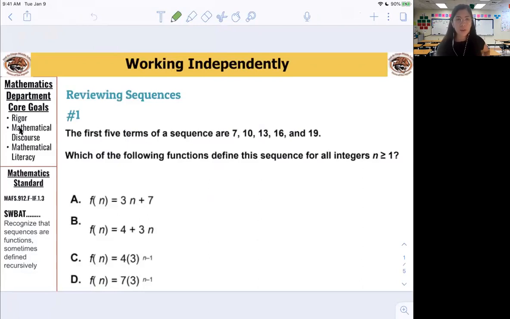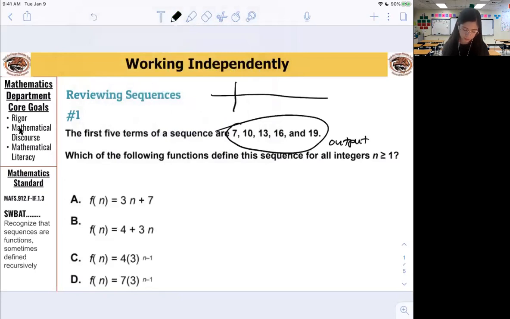Number 1, the first 5 terms of a sequence are 7, 10, 13, 16, and 19. Which of the following functions define the sequence for all integers n greater than or equal to 1? Okay, so I know I have a sequence. My first step, anytime you have a list of numbers like this one, is to organize it into a table. All of these numbers are my output.